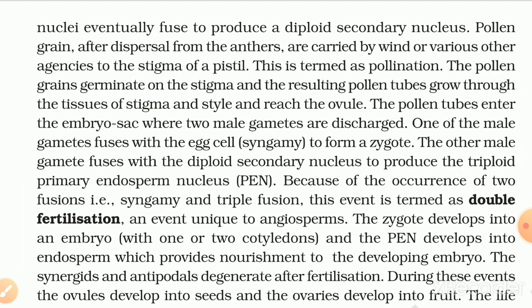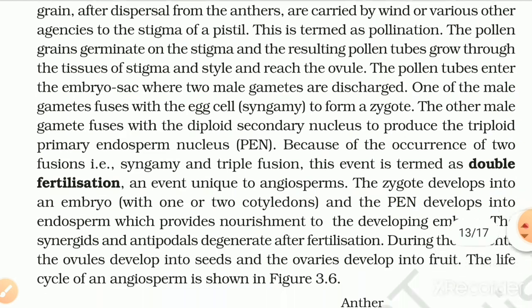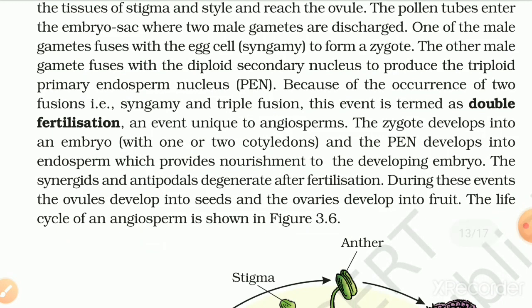Pollen grains, after dispersal from the anther, are carried by wind or various other agencies to the stigma of the pistil. This is termed pollination. The pollen grain germinates on the stigma, and the resulting pollen tube grows through the tissue of stigma and style and reaches the ovule. The pollen tube enters the embryo sac, where the 2 male gametes are discharged. One of the male gametes fuses with the egg cell, syngamy, to form the zygote. The other male gamete fuses with the diploid secondary nucleus to form the triploid primary endosperm nucleus (PEN).